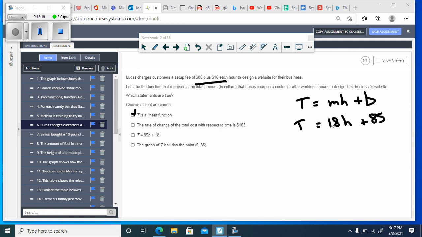T is equal to 85H. Nope. The graph of T includes the point (0, 85). Well, you would be starting, if this is 0, that would be 85, right? If you were plotting this, you would start at 85. So this is true.